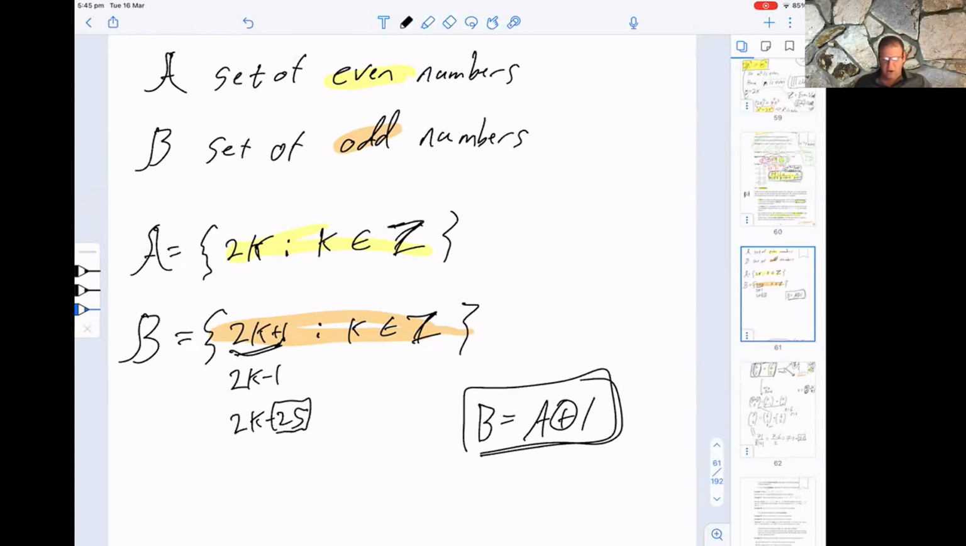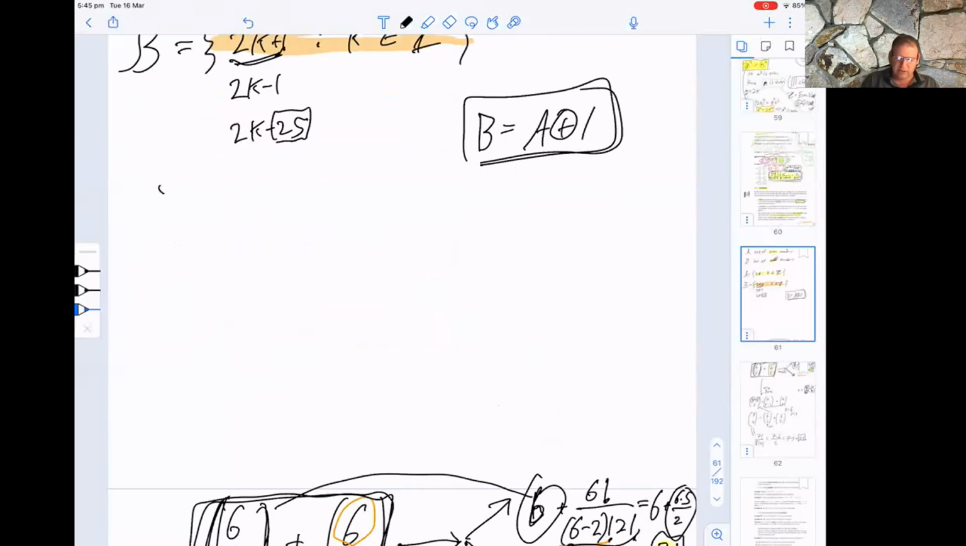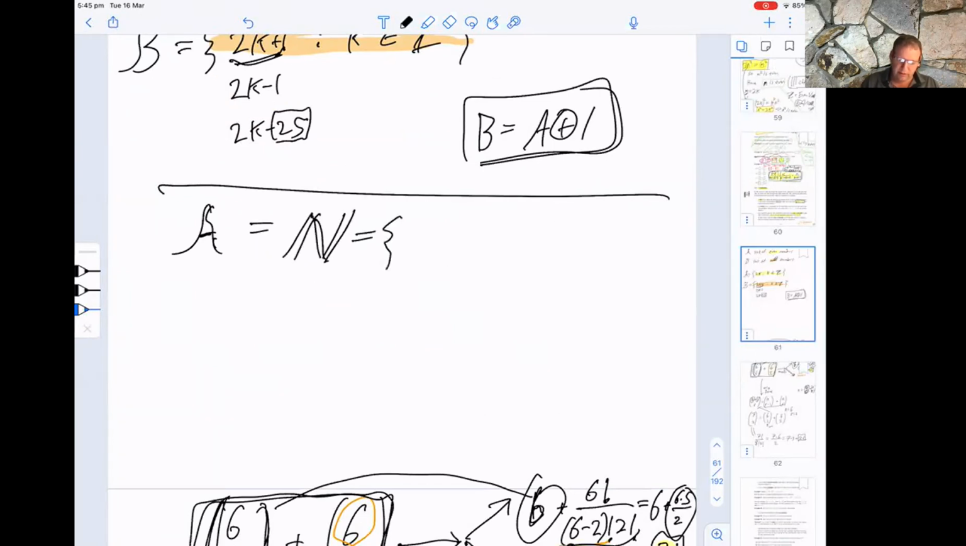Okay, all right. Now let's go one step beyond. Let's take A to be the natural numbers, which I forgot what we agreed on, but let's just call them 1, 2, 3, 4. Okay, let's do a 0 as well. 0, 1, 2, 3, 4, 5 forever.